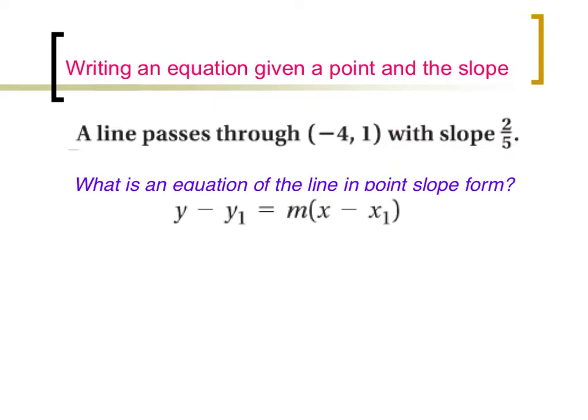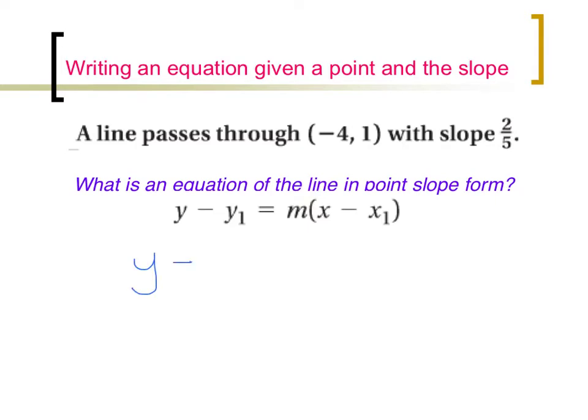Alright, when you're writing an equation given a point and a slope, you want to look for your x1 and your y1 and your slope. Since the line passes through the ordered pair -4, 1 and has a slope of 2/5, I can write this equation by substituting my -4 in for x1, 1 in for y1, and my 2/5 in for my slope. And it will look something like this.